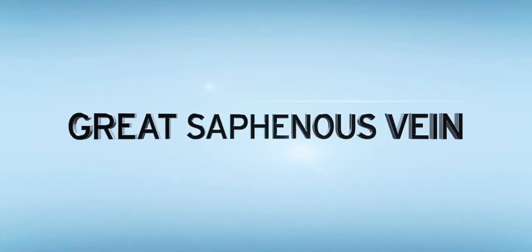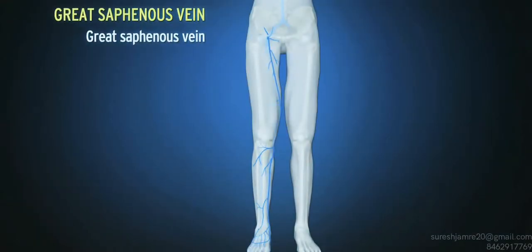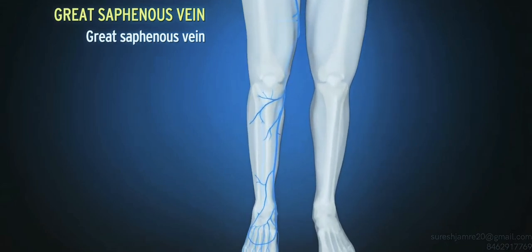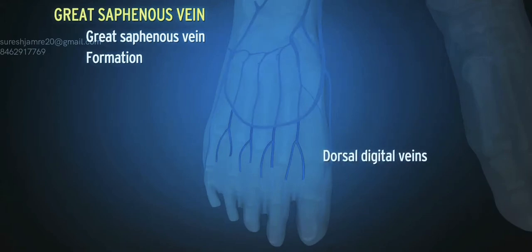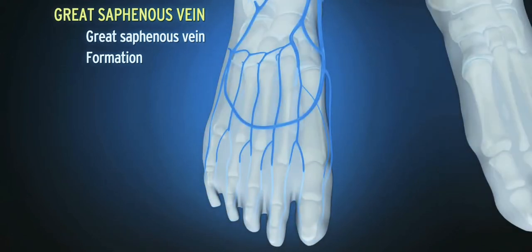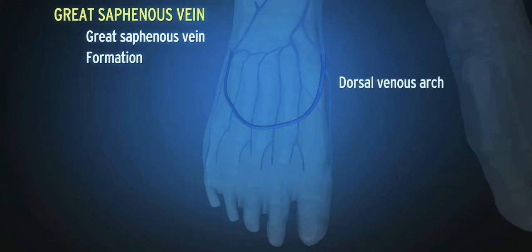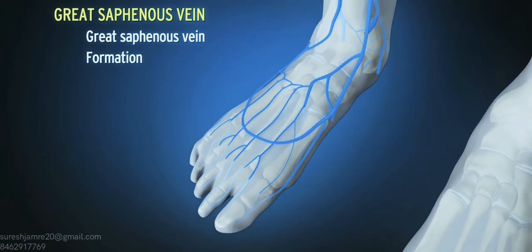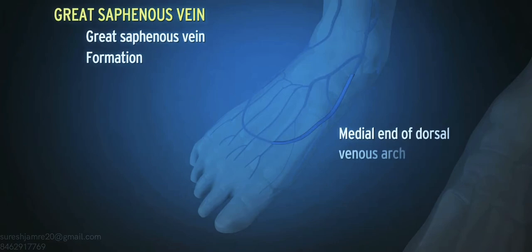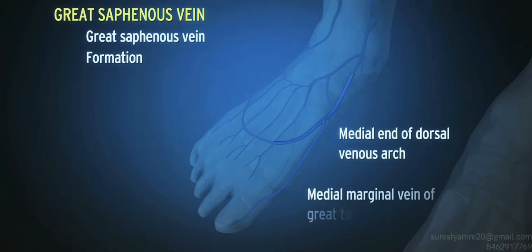Great saphenous vein. It is also known as long saphenous vein. Formation. Dorsal digital veins unite to form 4 dorsal metatarsal veins. These metatarsal veins form an arch over the proximal part of metatarsal bones. This is known as dorsal venous arch. Great saphenous vein is formed by the union of medial end of dorsal venous arch with the medial marginal vein of great toe.